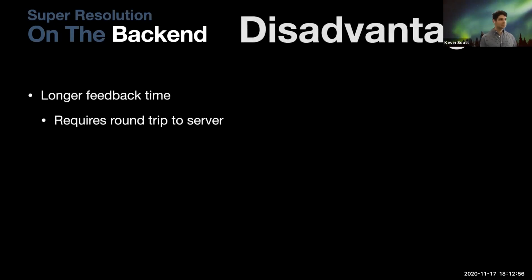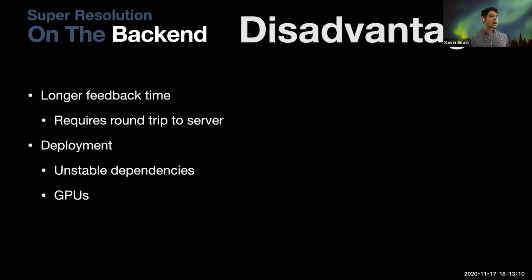But there's also some disadvantages to implementing this on the back end. One is there's longer feedback time. So when a user uploads an image, then that image has to go all the way to the server, get processed, and then be sent back down to the client.